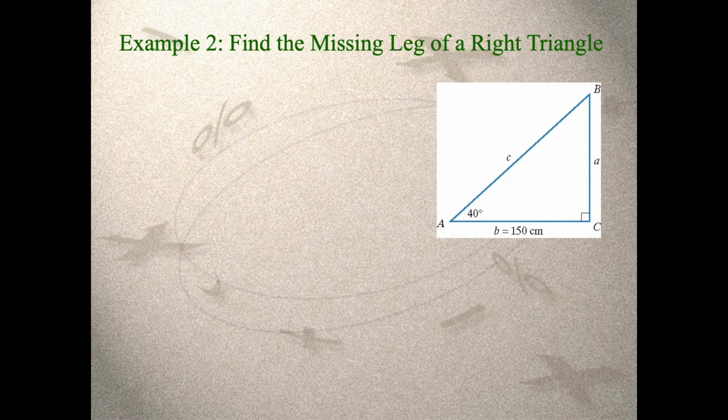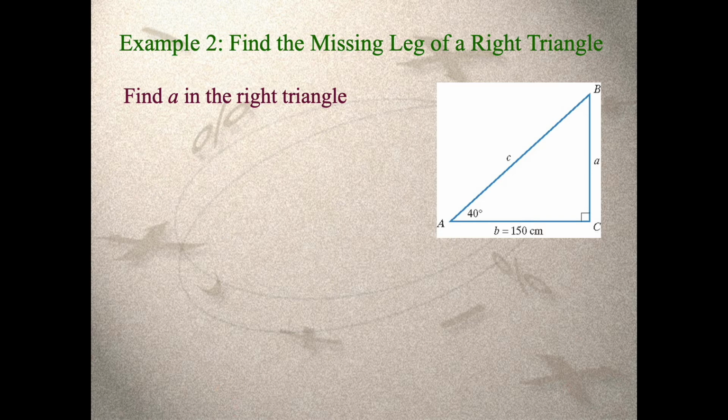For example 2, we have the angle A, and we have one of the sides of the right triangle, but we want to find the other leg. So we're going to find A in the right triangle. To do that, we have to figure out what are we given, and therefore which ratio is the best one to use.